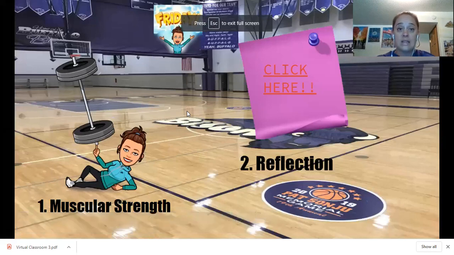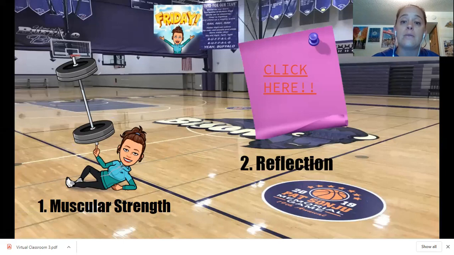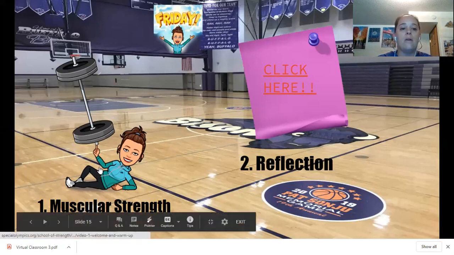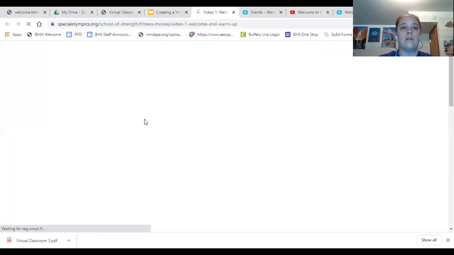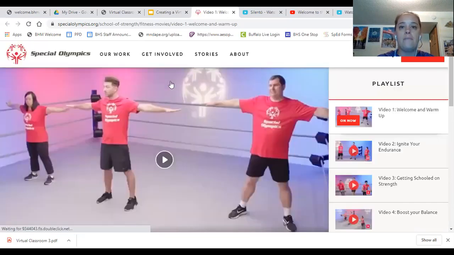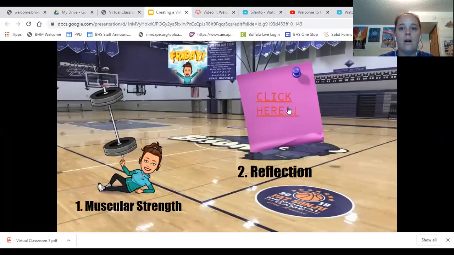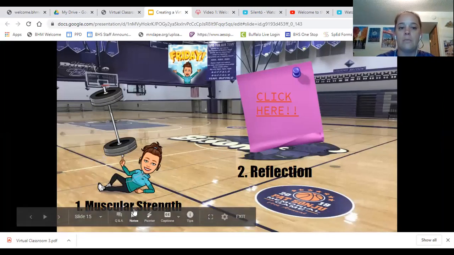If you have a kid who is a junior or senior and you're working on independence and trying to figure out what they like to do outside of school, I think this is the list of the Special Olympics School of Strength. So they can click on a video or two. But then if it's the end of the week, what I love about this virtual classroom is that first you do your muscular strength stuff. And then since it's Friday, you need to do your reflection.